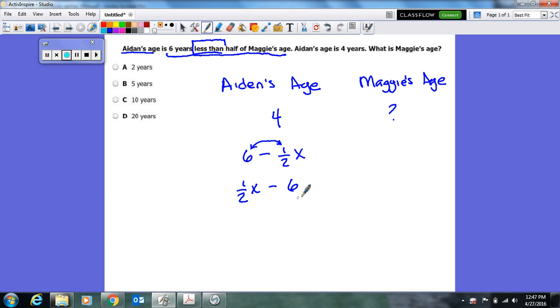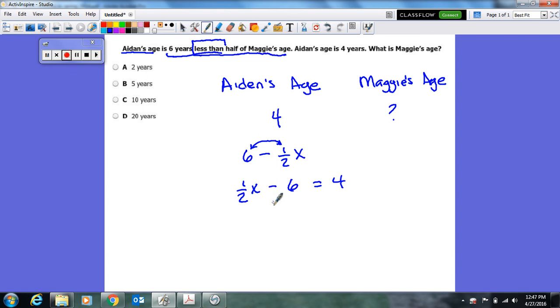So we're going to take this, which is Aiden's age. It says Aiden's age is this, so we use this to represent it. And we're going to set it equal to this, because it tells us Aiden's age later on is exactly 4. And what that's going to allow us to do is find out what X is, and what X is is Maggie's age. So let's do a little algebra to figure this out.